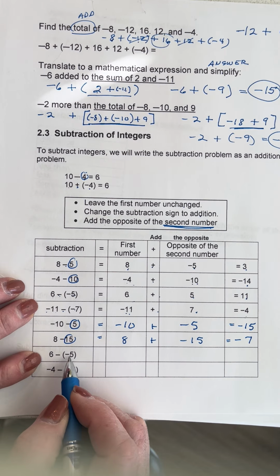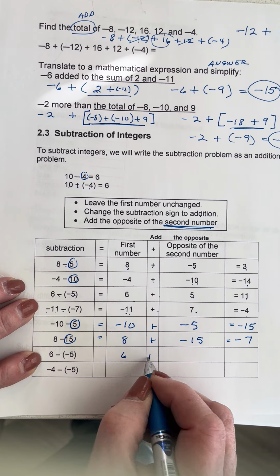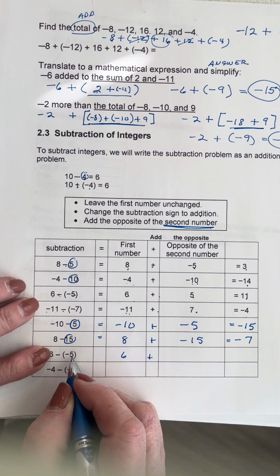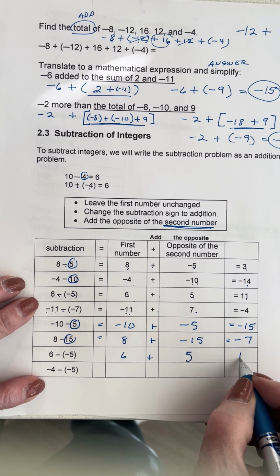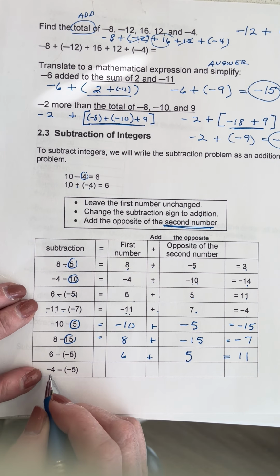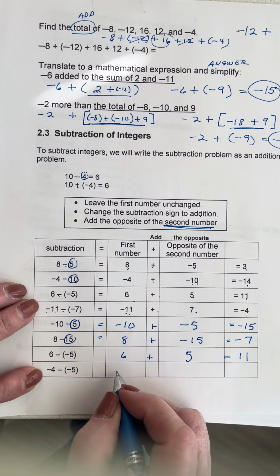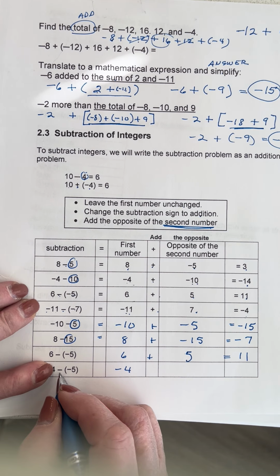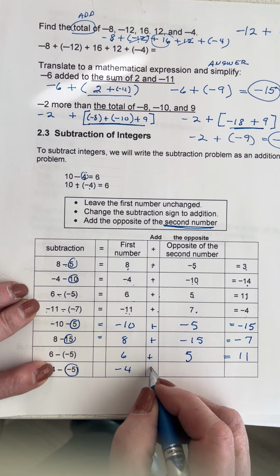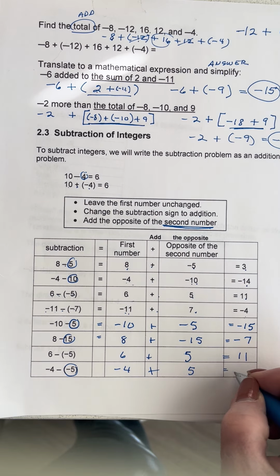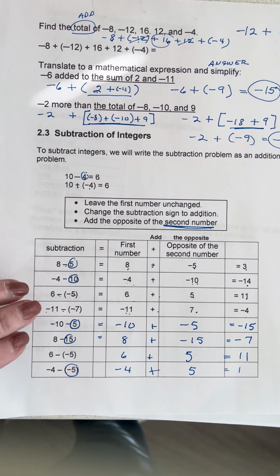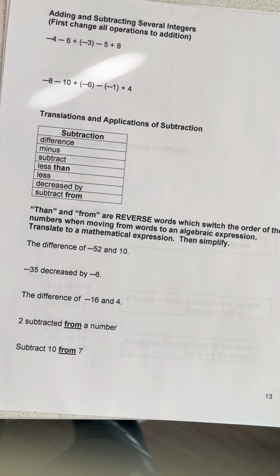6 minus negative 5 would be 6 plus, instead of subtracting a negative, we're going to add positive 5, which is 11. Negative 4 minus negative 5 would be negative 4. Instead of subtracting a negative, we're going to add a positive. And now we have different signs. We have more positives, 1 more positive. So that's how we do this.